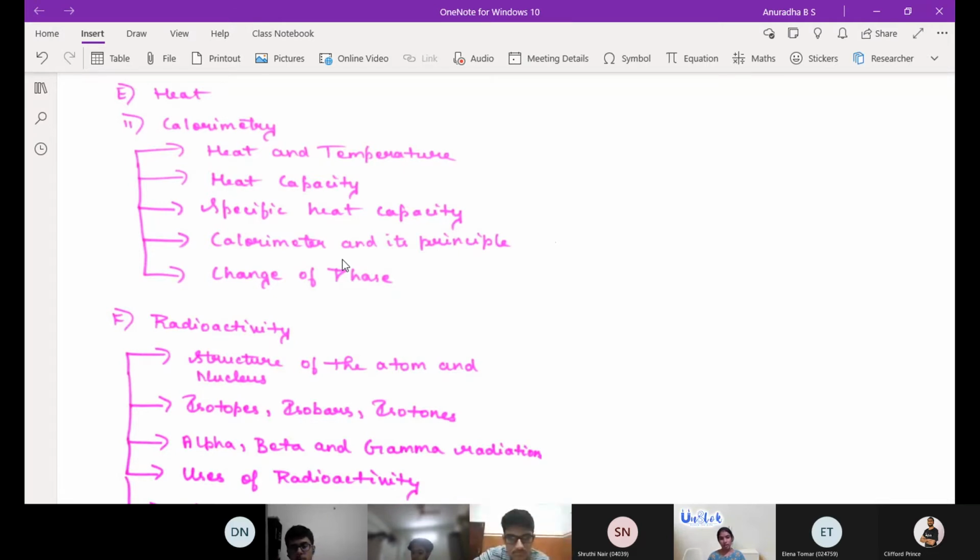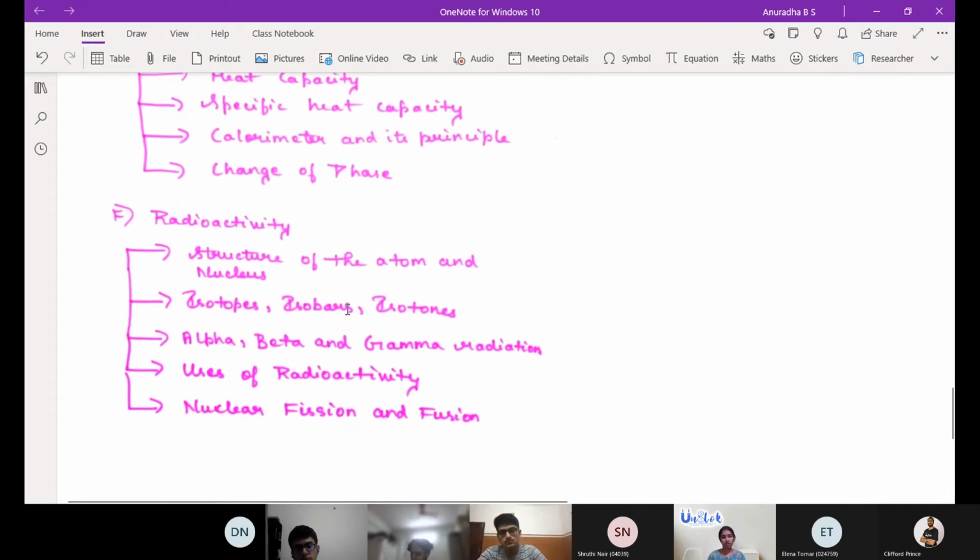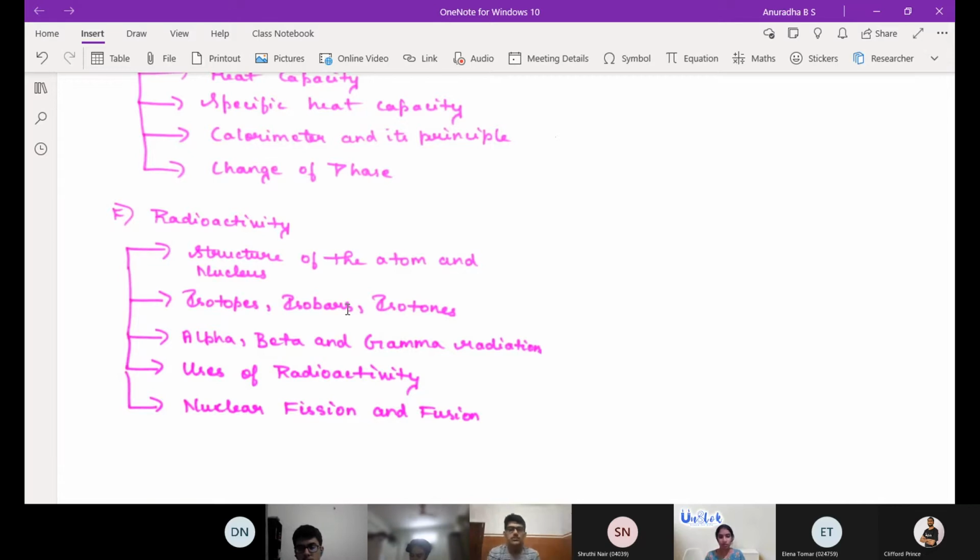Next, the last unit is about radioactivity. This is another important and interesting unit. It comes under nuclear physics. Here you learn about the atom and its structure. There were several experiments after which they came to the conclusion that the atom looks something like this. We'll be learning about that.